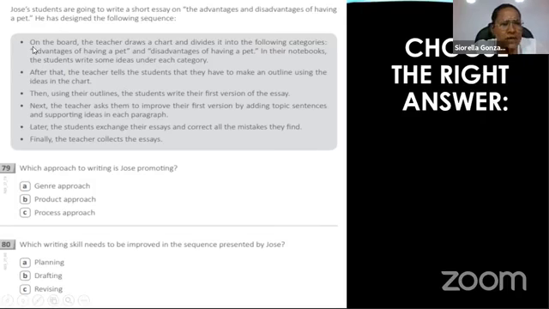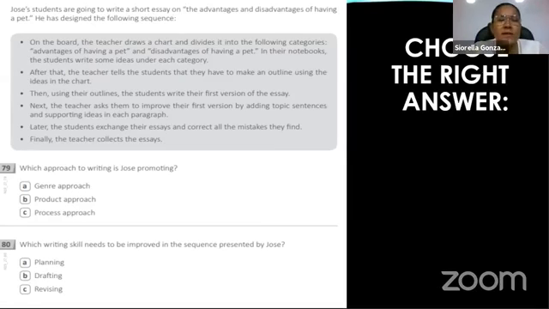The question is, Jose's students are going to write a short essay on the advantages and disadvantages of having a pet. He has designed the following sequence. 1, on the board, the teacher draws a chart and divides it into the following categories: advantages of having a pet and disadvantages of having a pet. All right. In their notebooks, the students write some ideas under each category. After that, the teacher tells the students that they have to make an outline using the ideas in the chart. Then, using their outlines, the students write their first version of the essay.